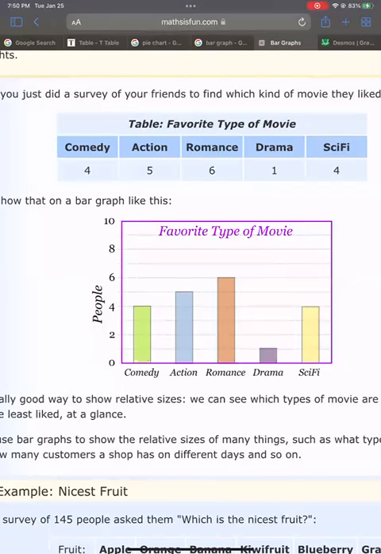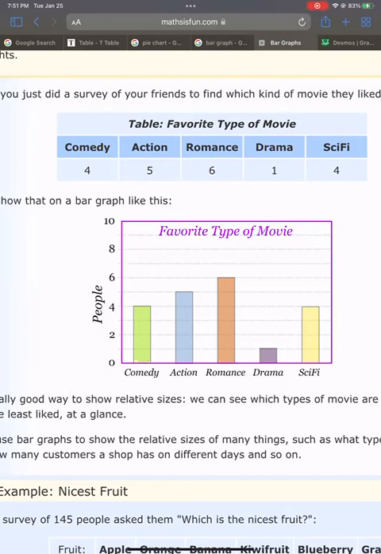Anyway, bar graphs, again, pretty self-explanatory. You put a vertical bar, one for each category. The bars are separated. The vertical axis is the frequency, how many times each one occurs. Sometimes it'll be a relative frequency, what percentage of time each one occurs, but it's essentially the same thing.